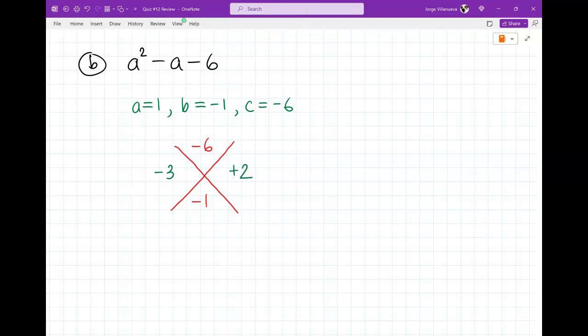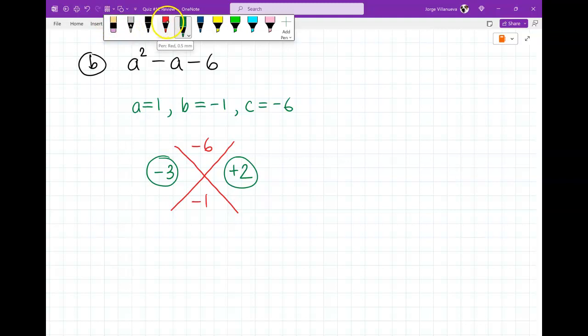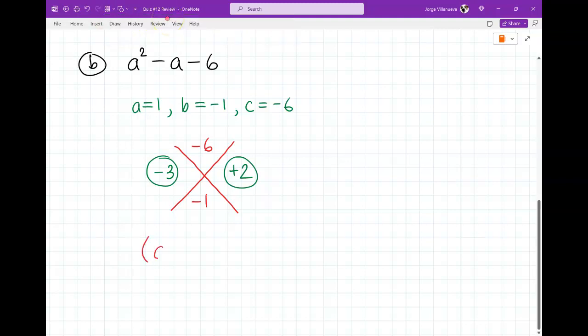Negative 3 times 2 is negative 6. Negative 3 plus 2 is negative 1. That's perfect. Do I need to divide? No, I don't, because a is 1. So that means this is my solution. So I'm going to go ahead and factor this out. It's going to be a minus 3, a plus 2, and that's it.